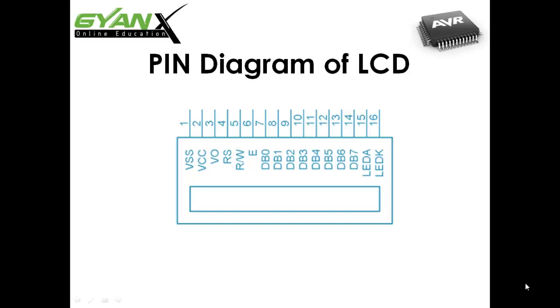So let's start with the pin diagram of LCD. Here you can see this is an LCD and these are pins 1 to 16. One is VSS, second VCC, VO, RS, RW, E, and this is a data bus from DB0 to DB7, and this is LED anode and this is LED cathode for giving the backlight power supply. I'm going to describe the pins one by one.